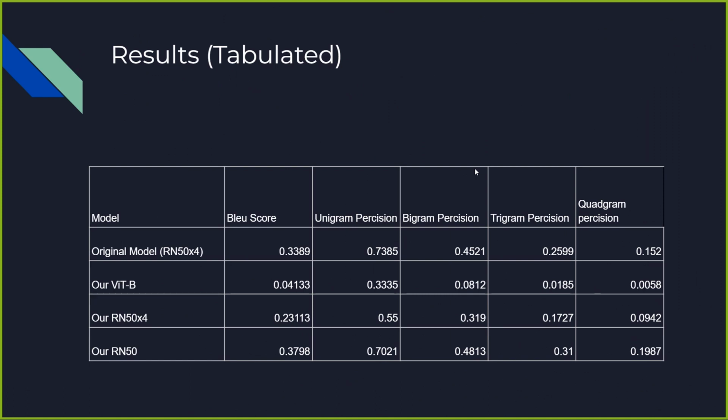These are the results in a table. We compared the scores of each of the models. And as you can see, the ResNet is the best out of the four models because it has the highest score in almost all the scores.